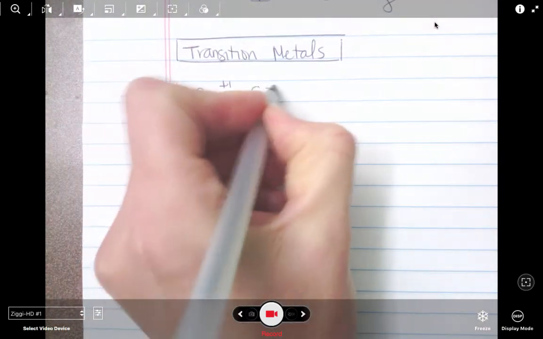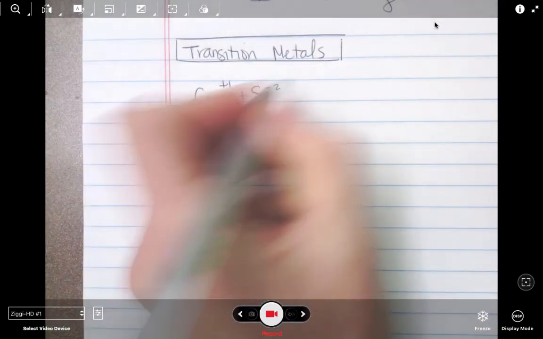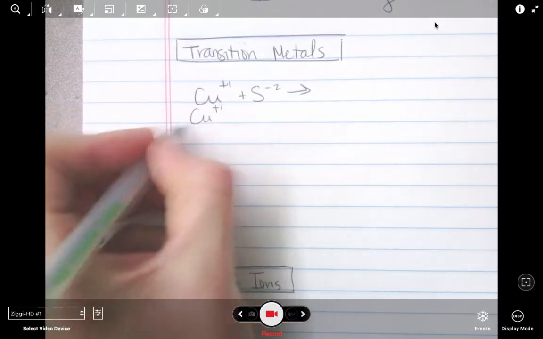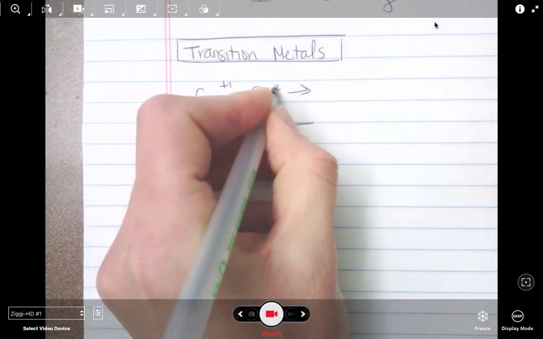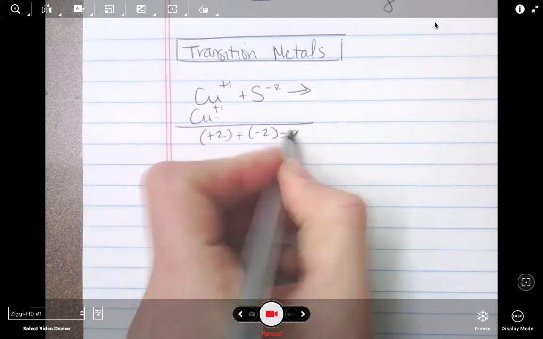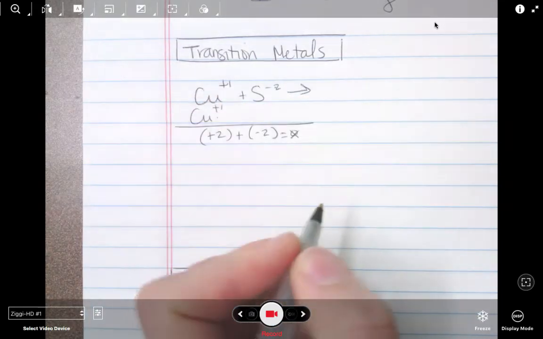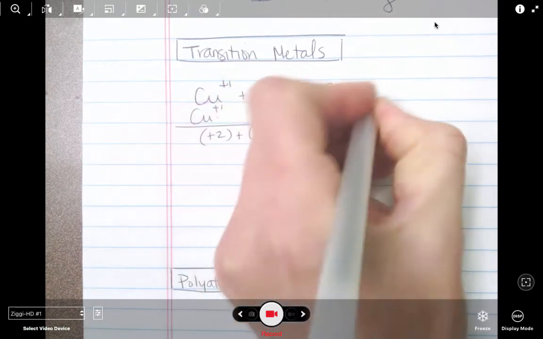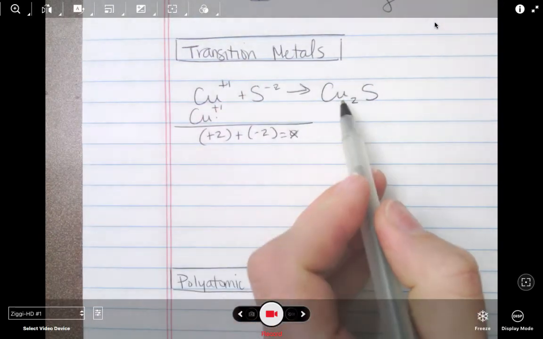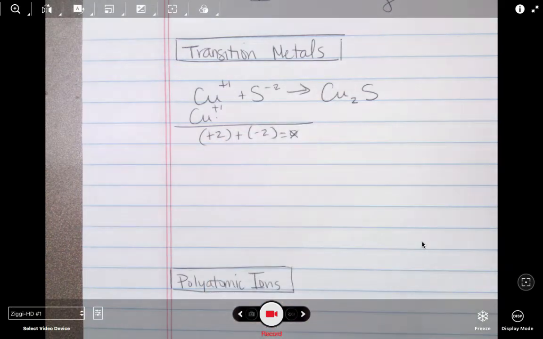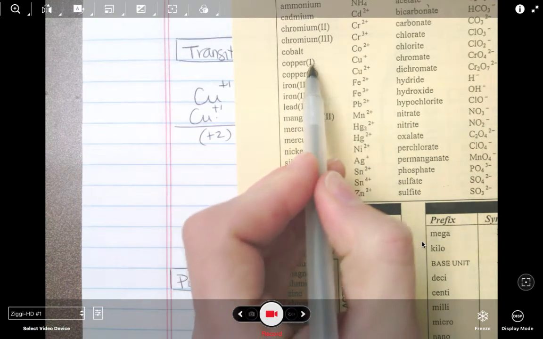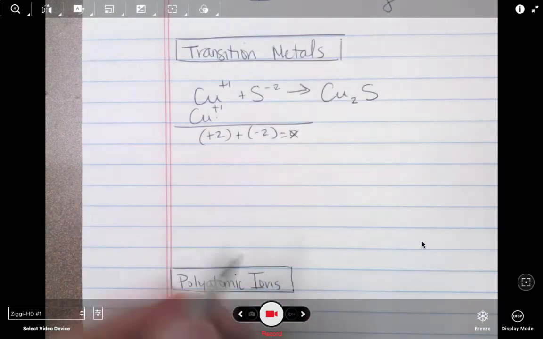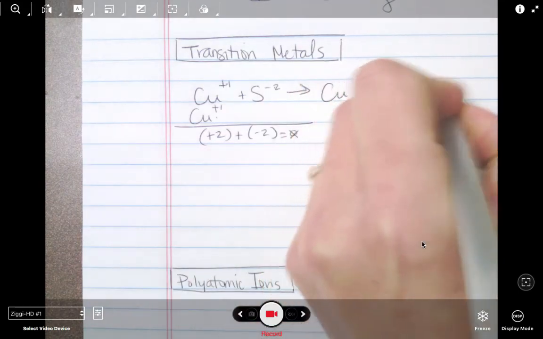Sulfur has a -2 charge, and in order to create the compound, I need to add on another copper with the +1, so I have +1 + 1 is +2, added to the -2 for sulfur. Because those charges cancel out to equal 0, I know that I can create the compound, and it took me 2 coppers to do that and 1 sulfur. So this is copper 1 sulfide. When I name this, to denote that it's copper 1, I have to write copper, parentheses 1, close parentheses, and use Roman numerals, not numbers. So this is copper(I) sulfide.